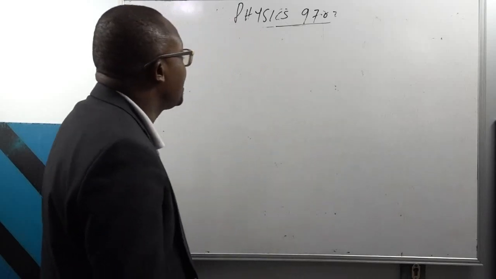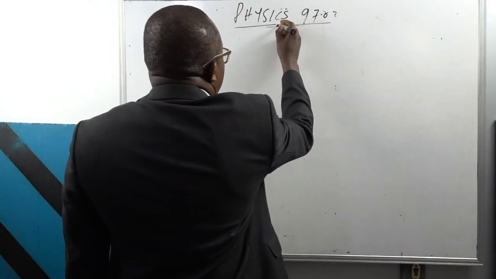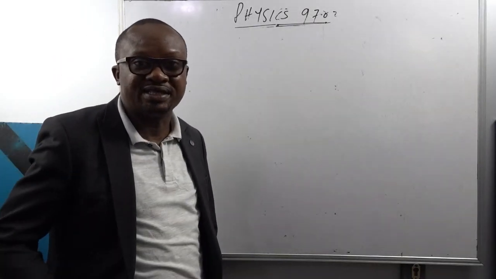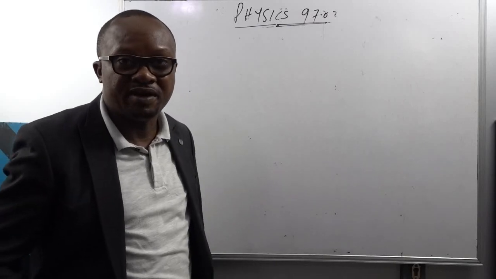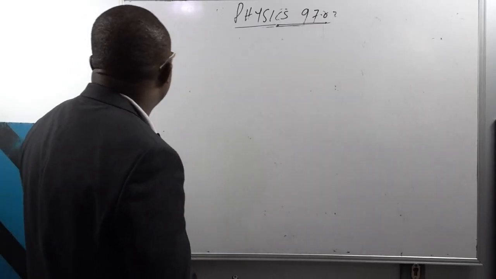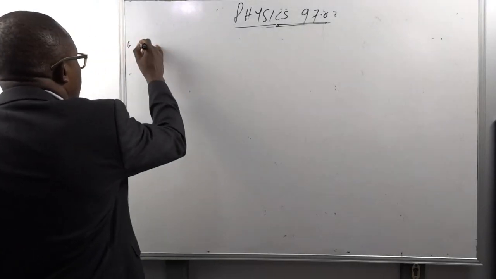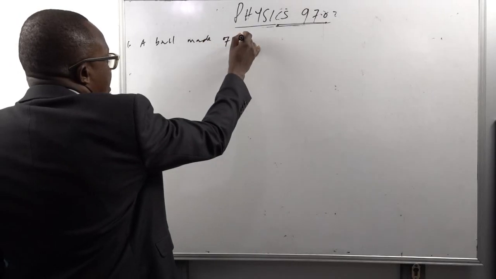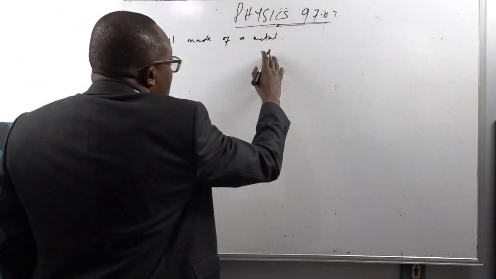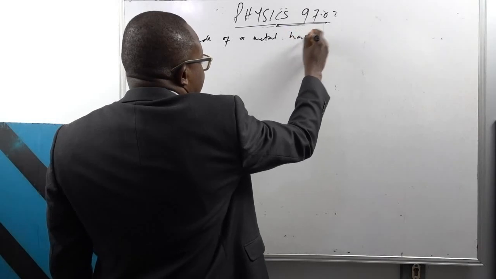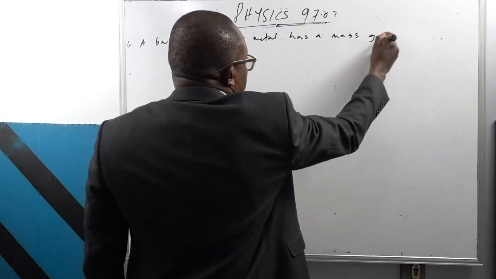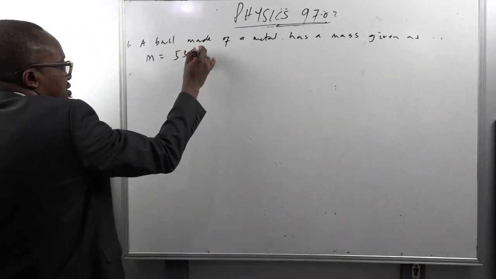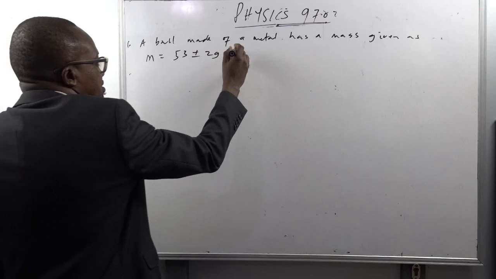Okay, so let's look at the question now on how you can calculate the reading and uncertainty of a particular physical quantity. So look at this question. A ball made of a metal has a mass given as m equals 53 plus or minus 2 grams.